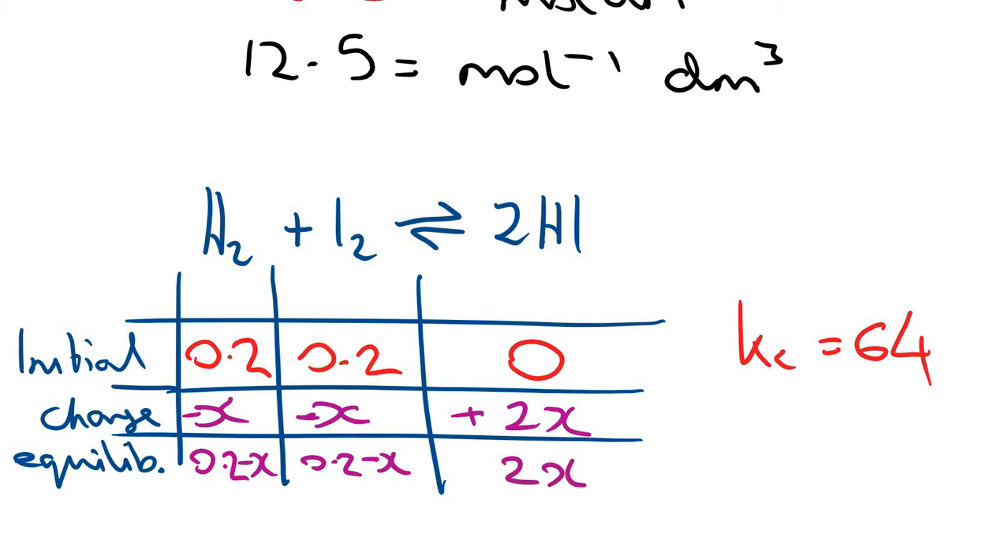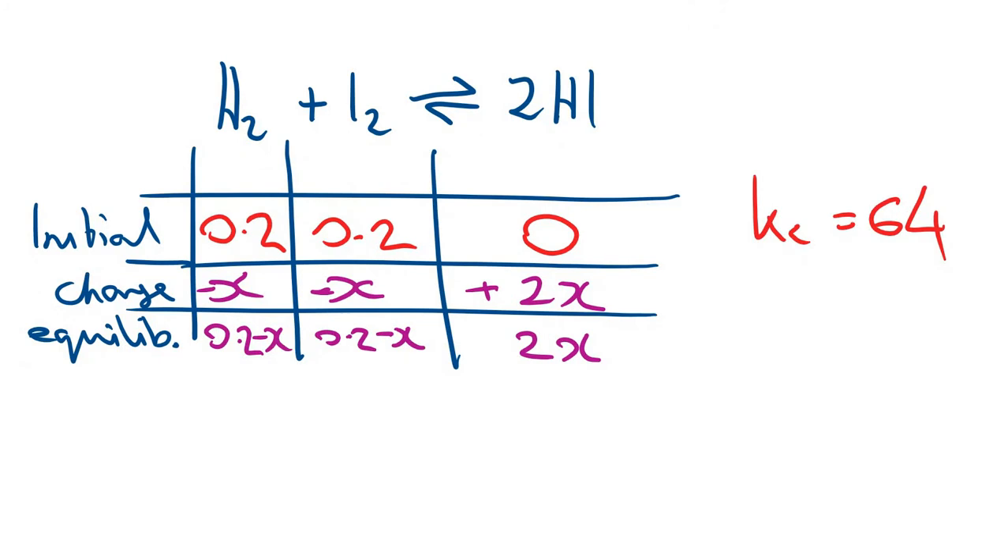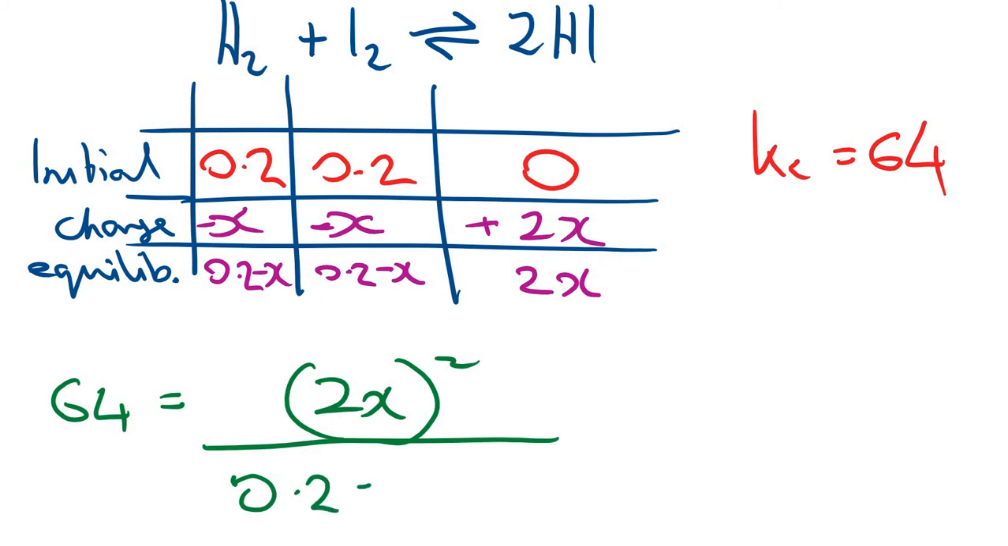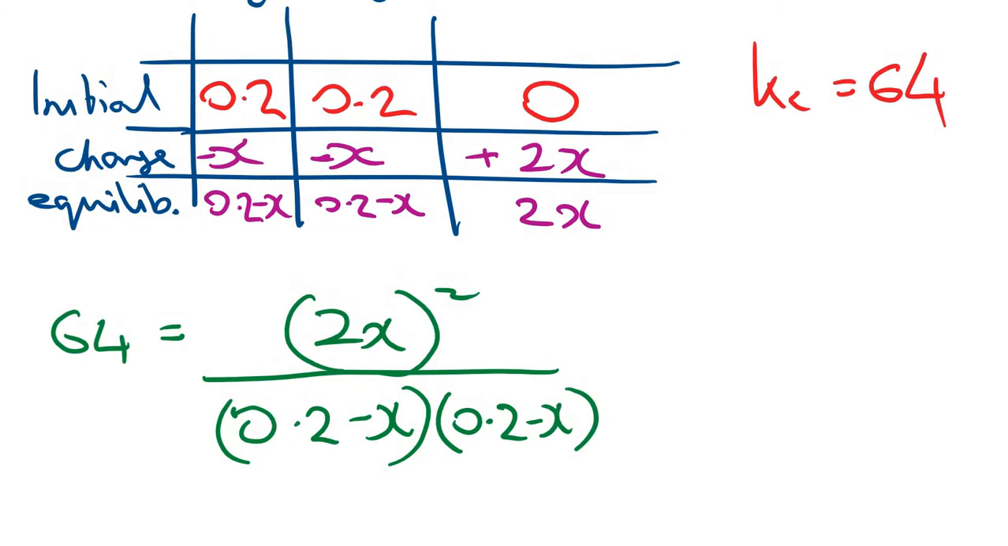So to solve this, we're going to end up with an equation in x. We know that Kc is equal to 64, so 64 is going to be equal to our equilibrium constant expression. Well, that's going to be 2x all to the power of 2, because we've got a 2 in front of that, all divided by 0.2 minus x times 0.2 minus x. So we're left with a convenient situation here where we just take the square root of both sides. We could multiply everything out and just solve the quadratic equation by plugging into the minus b formula, but what we're going to do here is take the square root of both sides because it's convenient.